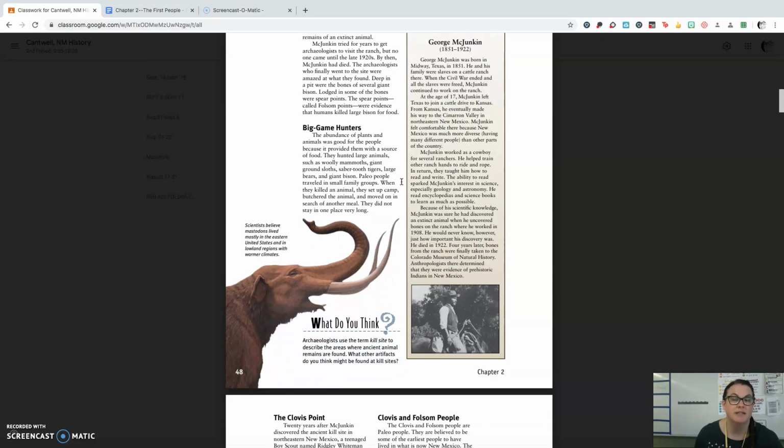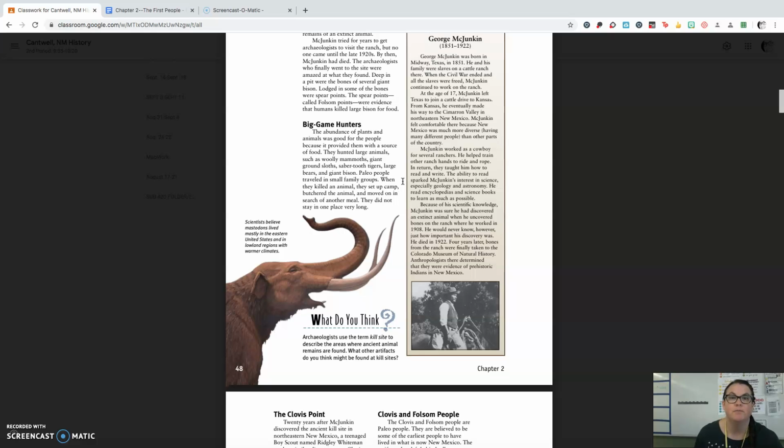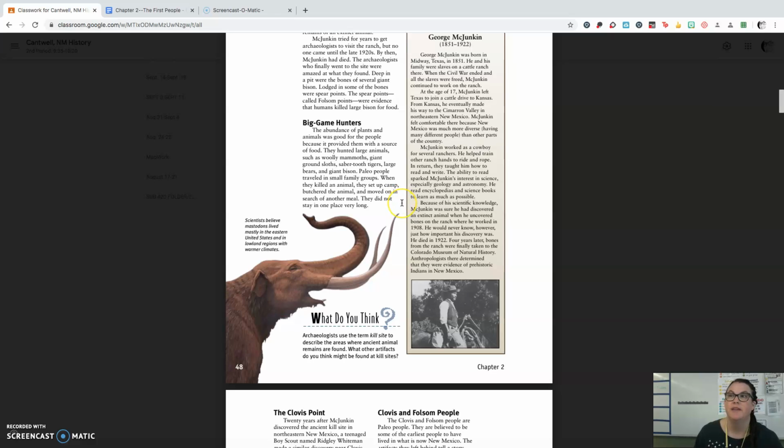The abundance of plants and animals was good for people because the more food you have, the more people you have. So the Paleo people traveled in small family groups, and when they killed an animal, they would set up a whole camp and they butchered the animal, and then they used every single piece of that animal. Not one part of it went to waste. They used the fur, they used the bones, they ate the meat, everything. They used everything.